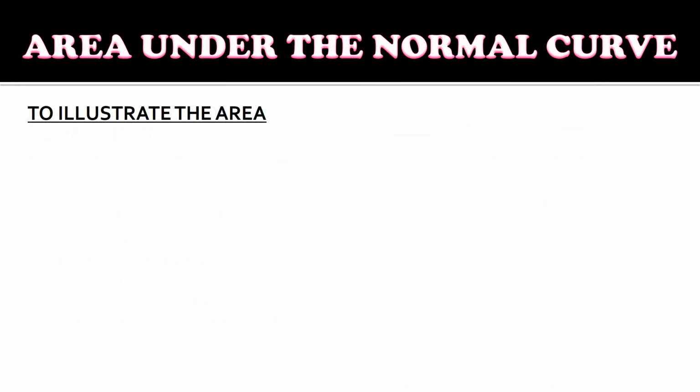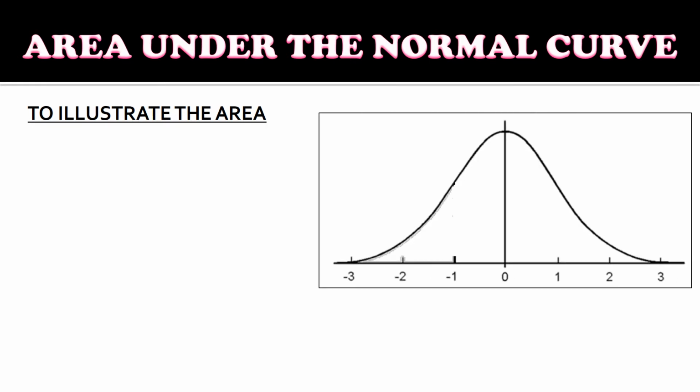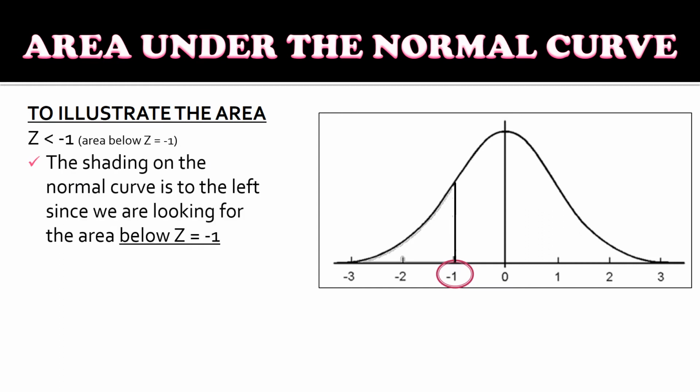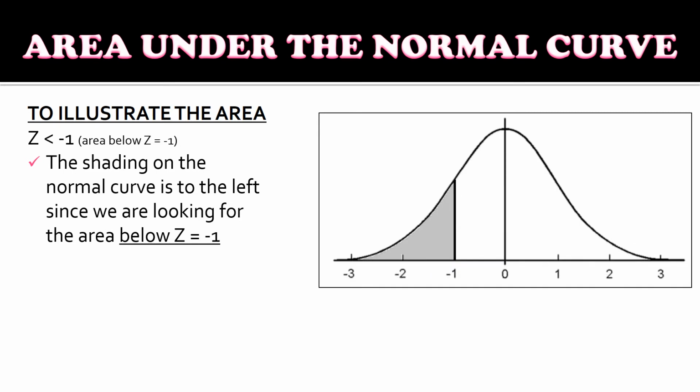To illustrate the area, z is less than -1, so the area below z equals -1. First, we locate the -1, then just trace it upward. The shading on the normal curve is to the left, since we are looking for the area below z equals -1. So this is how it would look like. Therefore, the area below z equals -1 is 0.1587, meaning the shaded area is equal to 0.1587.